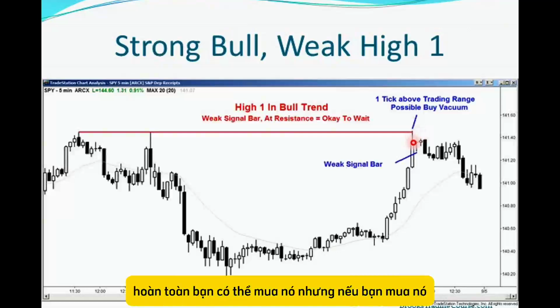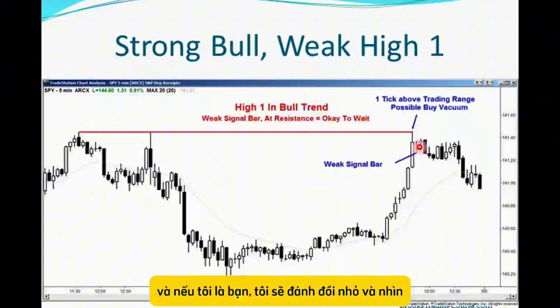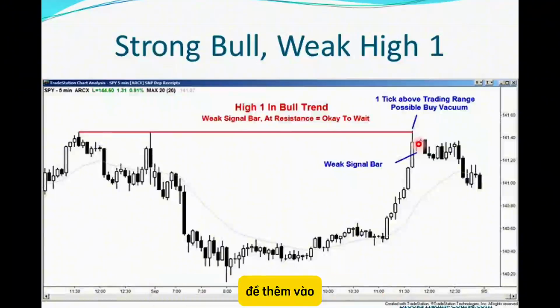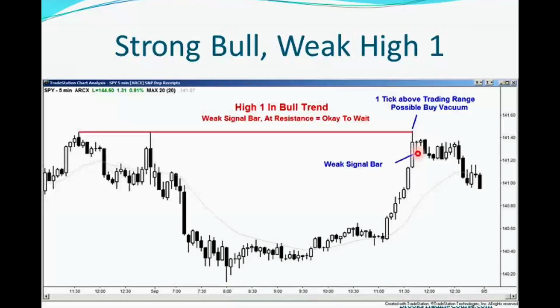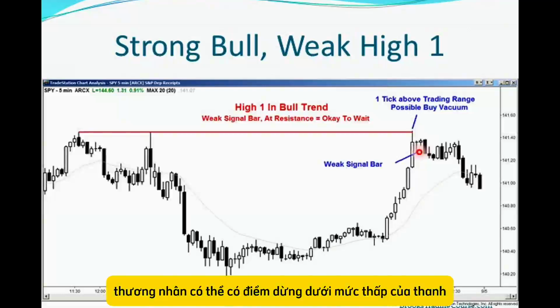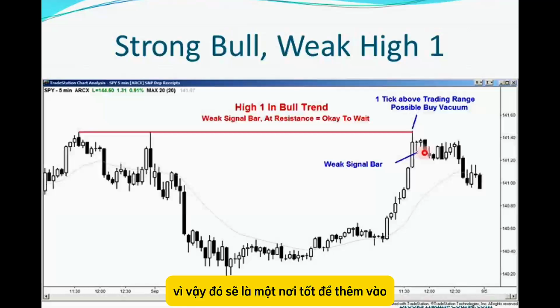But if you buy that, you initially have to rely on a swing stop, maybe below the low of the 2 bar spike. And if I were you, I would trade small and look to add on at a location where traders might have protective stops. Traders might have stops below the low of the bar. So that would be a good place to add on and maybe risk 2 or 3 times that, or keep your initial stop down here. But then I would also be thinking about, if the market does not go my way quickly, getting out at break even.